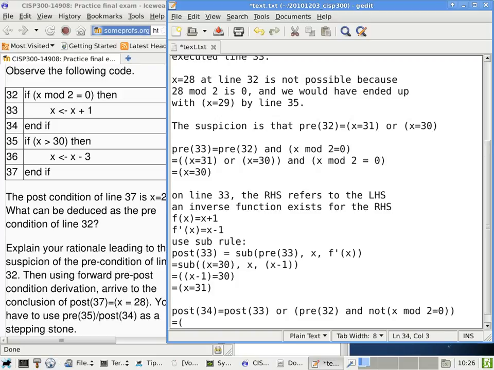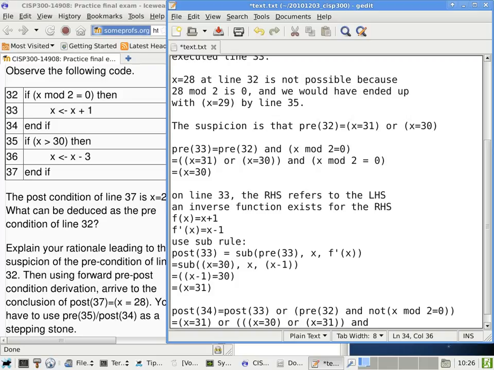And how can I simplify this? Post 33 is easy. It's just saying x equals 31. What about the other side? What is pre-32? Pre-32 is saying that x can be 30 or x can be 31. That's pre-32. I'm just copying and pasting that portion.